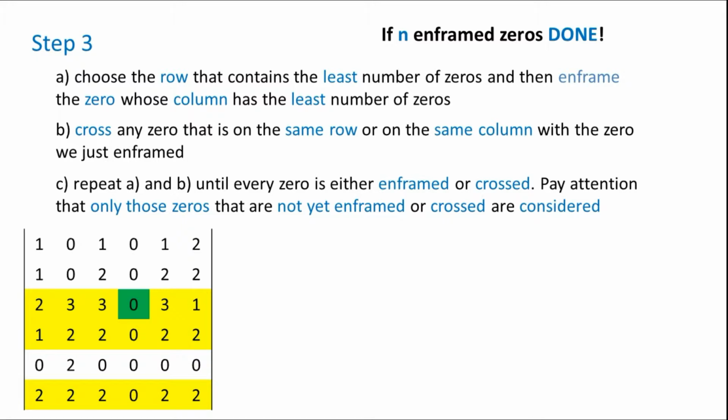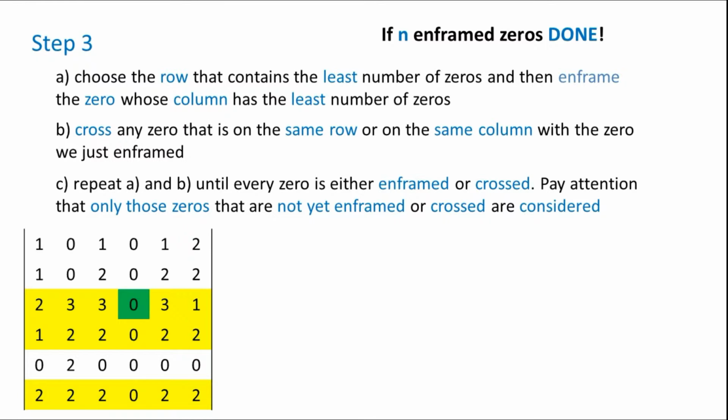After that, we have to frame the zero whose column has the least number of zeros. Again, if there is more than one, we'll pick the first one from left to right. Now we have to cross any zero that is on the same row or on the same column with the zero we just framed. We have to repeat A and B until every zero is either framed or crossed. Also, bear in mind that at any time, only those zeros that are not yet framed or crossed are considered.